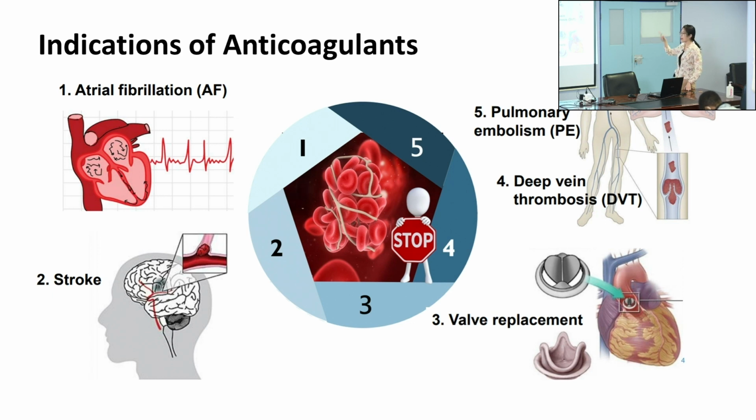These are the indications of anticoagulants. The coagulation cascade we have just mentioned is predominant in venous coagulation. So anticoagulants are primarily used in indications involving venous thrombosis, such as atrial fibrillation, stroke, pulmonary embolism, DVT, or even valve replacement. We will also use it there.